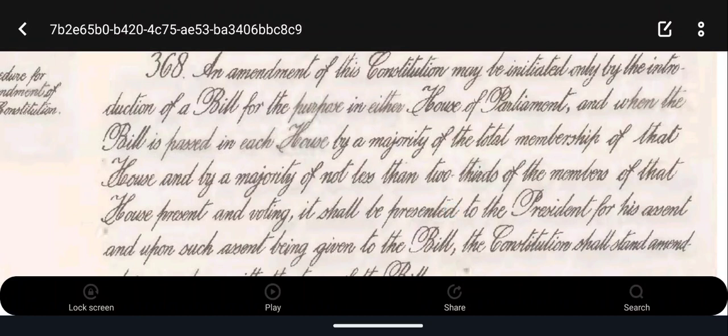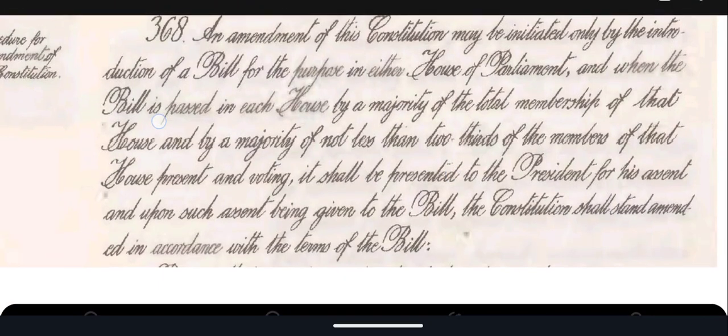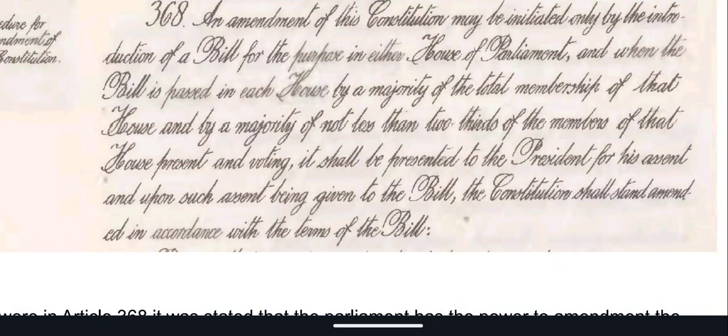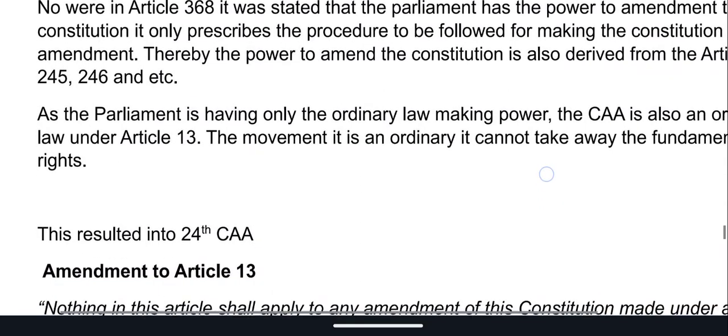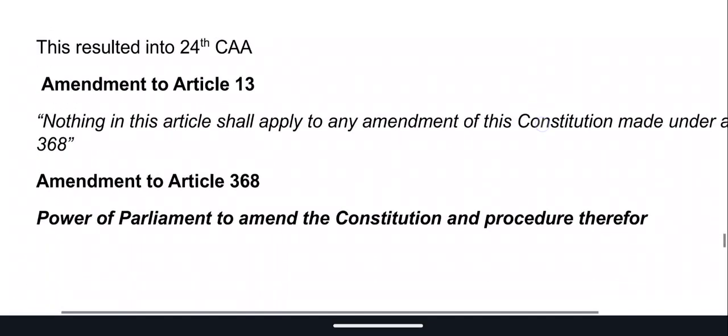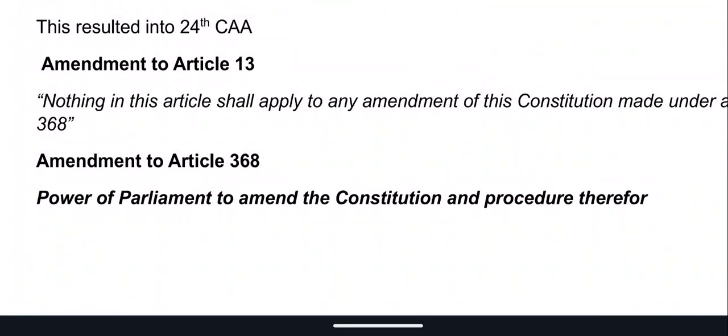Will the government be silent? No. So the government came up with the 24th Constitution Amendment Act. Now, through this 24th Constitution Amendment Act, what the government had done was, they made an amendment to Article 13 and also Article 368. Why did they make an amendment to Article 13? Now the constitutional amendment is getting covered under Article 13.